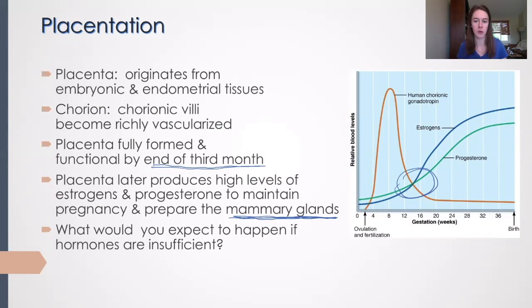So all of these hormones are necessary to maintain neural communication with mom, to make sure that she is aware that her body needs to start to prepare and grow. The uterus has to grow a huge amount. So you have to have this communication with all these hormones between mom and the developing embryo for a pregnancy to be successful.